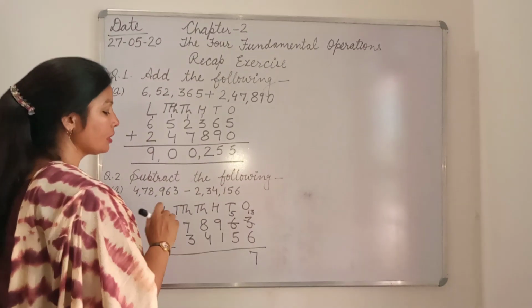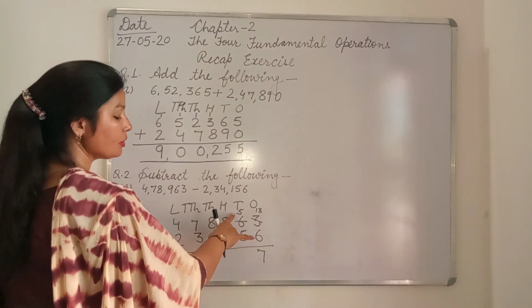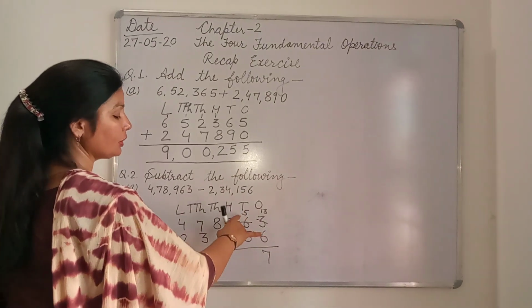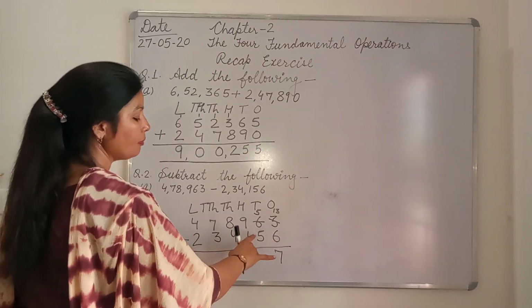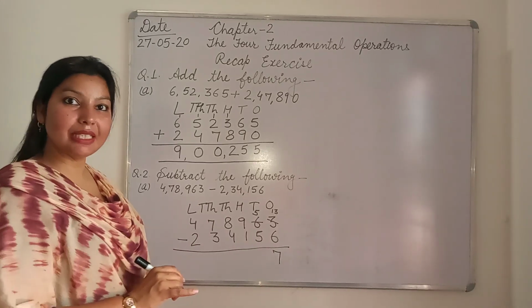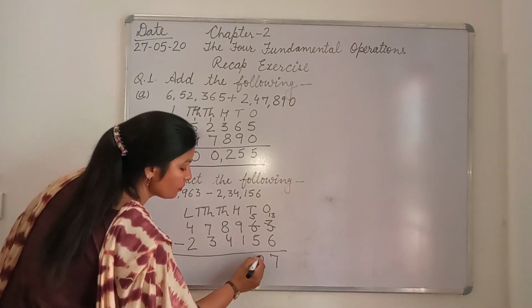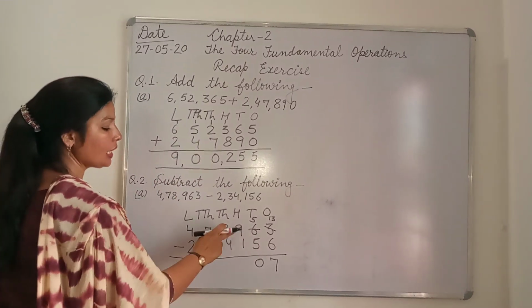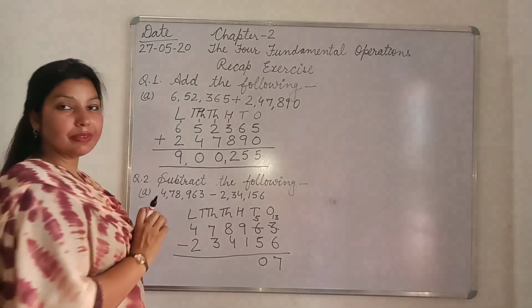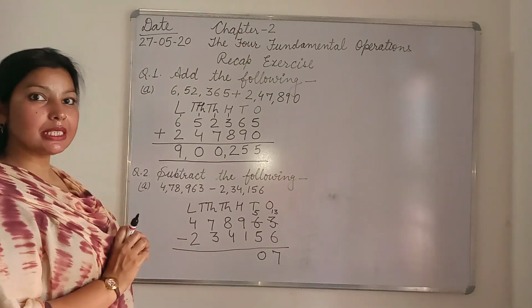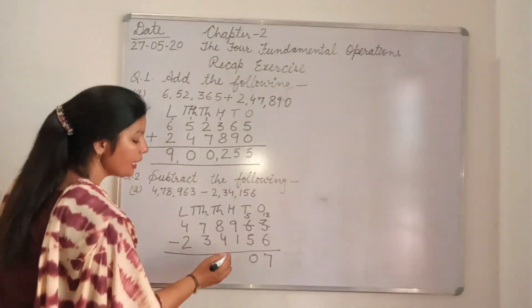Now next is 5. Since we took one borrowing, it is 5. Then 5 minus 5: from 5 we can subtract 5, so 5 minus 5 is 0. Now next, 9 minus 1. We can subtract 1 from 9 because 9 is big and 1 is small. So 9 minus 1 is 8.